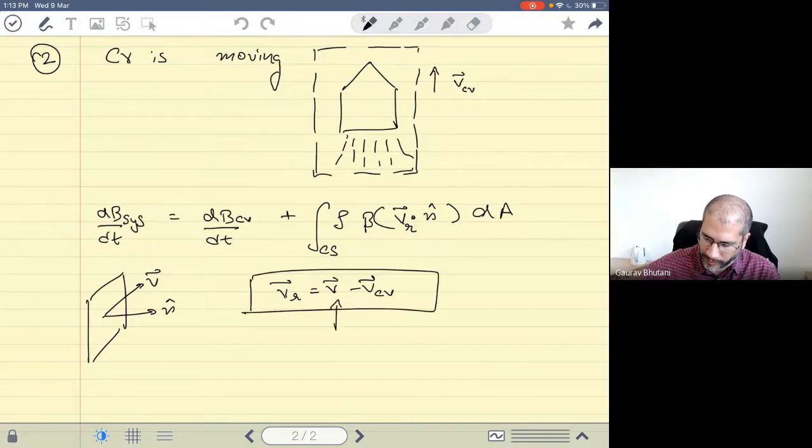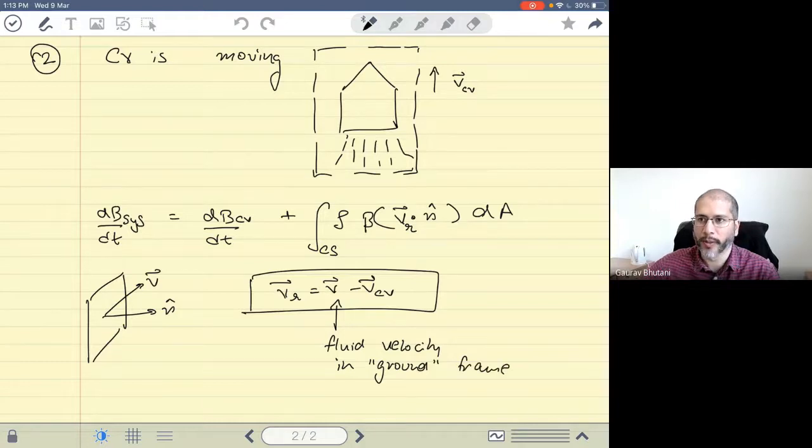So this is the fluid velocity in the ground frame, in the absolute sense. Is that clear? Yes, sir.